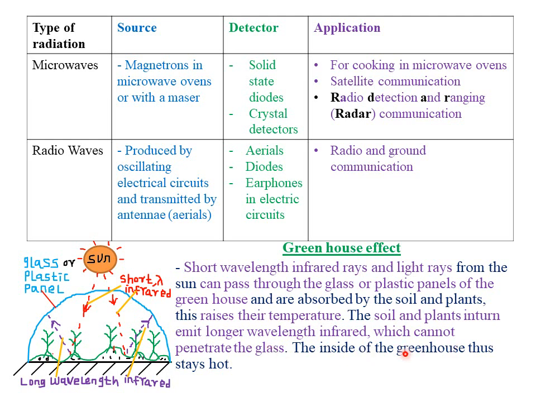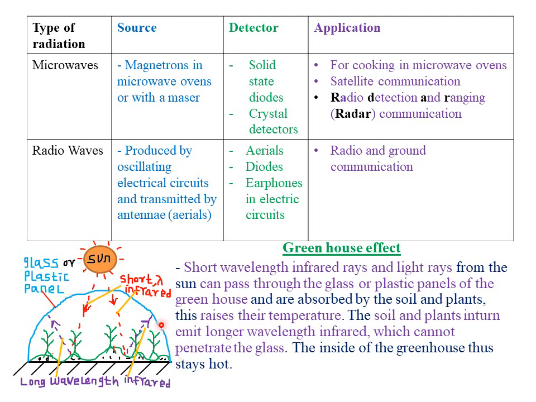So the inside of the greenhouse remains hot, because the infrared rays that went into the greenhouse, once the plants and the soil absorb them, increase their temperature. When their temperature increases, their wavelength will increase. Therefore, they will not be able to pass through the glass or the plastic panel.